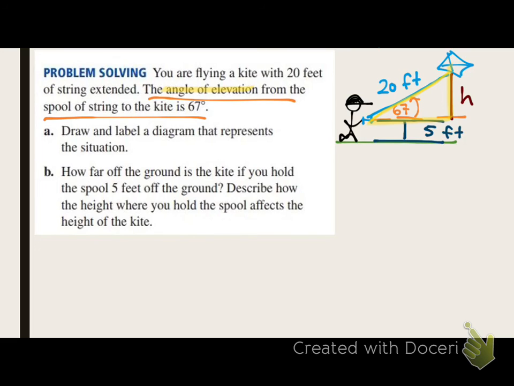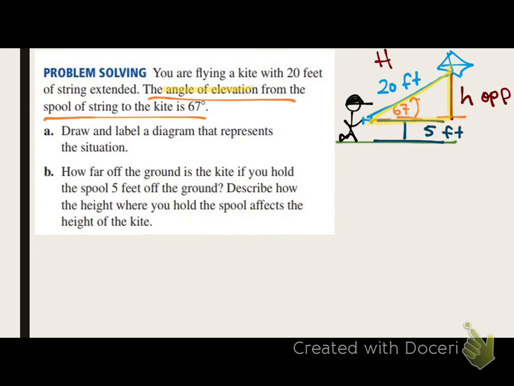So what would I need to do at the end to figure out how far the kite is from the ground? Find that side and add it to the 5 feet. Correct. Find the side and then add it to 5 feet. Okay? Because we're going to find from the spool to the kite and then add from the spool to the ground. So we're going to use trigonometry, either the Pythagorean theorem or a trig ratio. We're going to use a trig ratio. From 67, what kind of side is the height? The opposite. And then 20 is the hypotenuse.